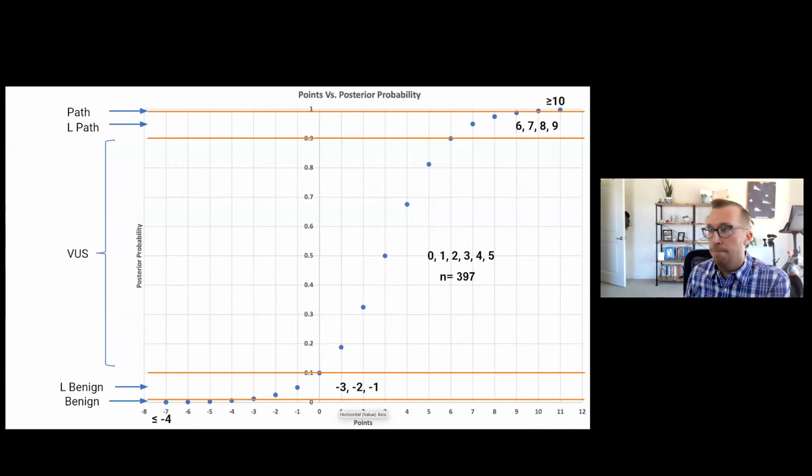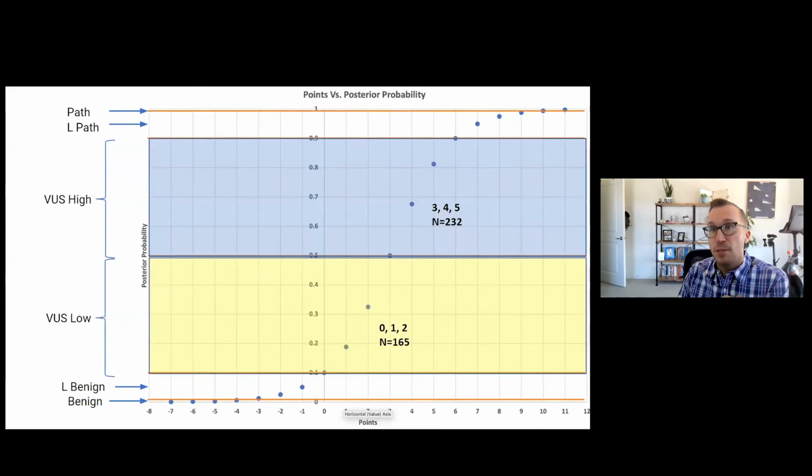The first option would be to split VUS right in the middle. We'd have a VUS high category, which is 0.5 up to 0.9, or points of 3, 4, or 5, and then a VUS low, which is from 0.5 down to 0.1, the boundary for likely benign, and would be the points of 0, 1, or 2. So this is option number one, a VUS high and low, split in the middle.